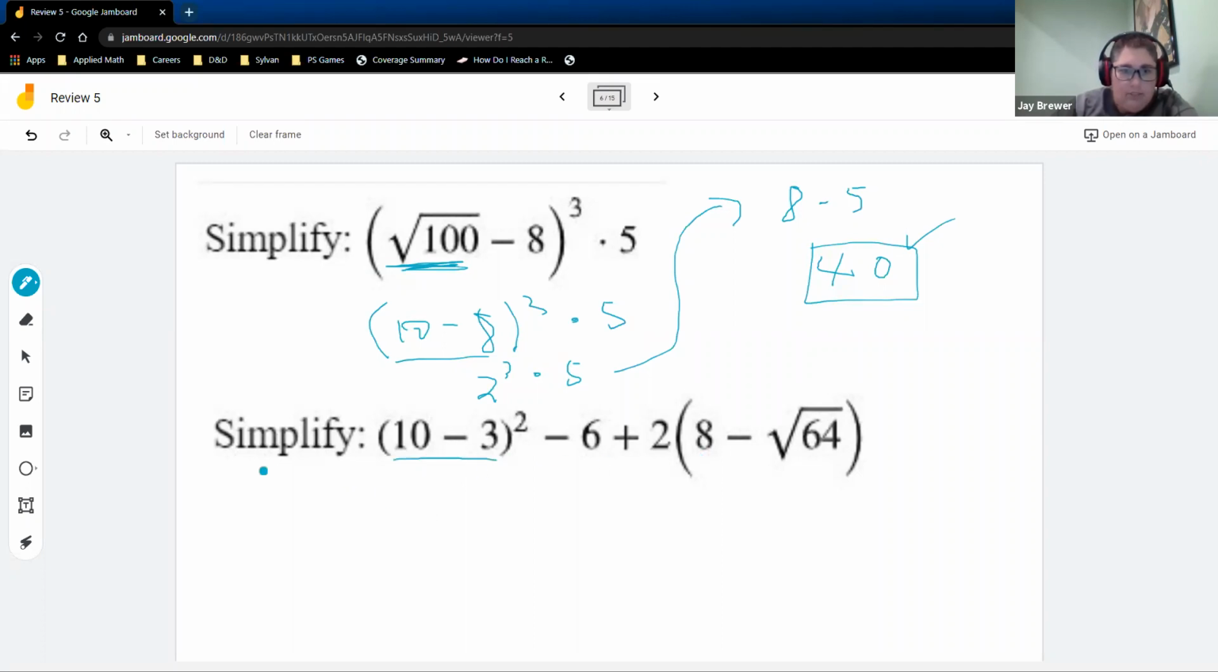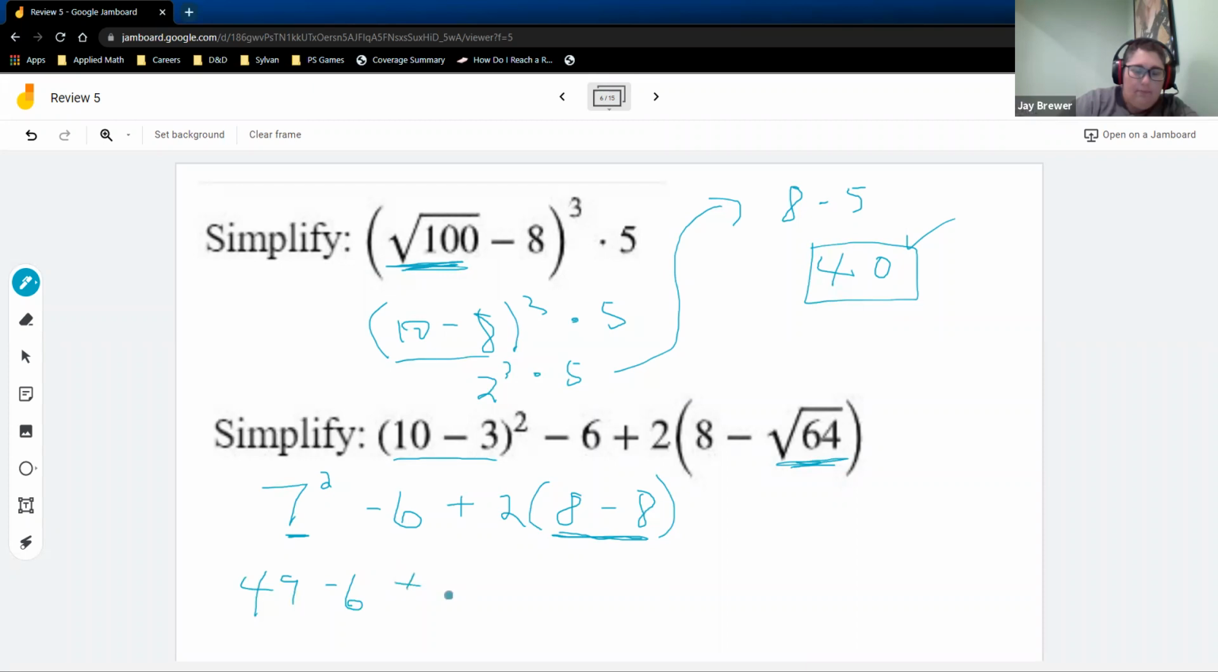All right, so we're going to do what's inside first. So 10 minus 3, that becomes a 7 squared. Rewrite our minus 6, our plus 2. Now here, you could do this second part all in one. Eventually with these orders of operations, you'll get really good and you can do multiple steps at the same time, as long as they don't affect one another. So keep that in mind. Okay, that's going to give us a 0. So it's going to be 49 minus 6, and that is equal to 43.